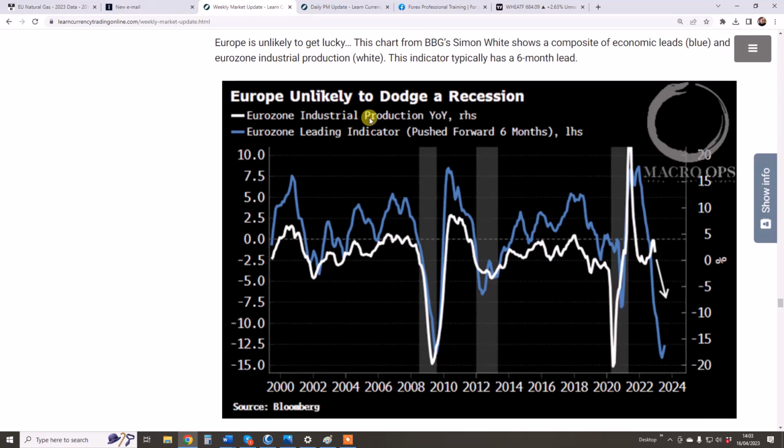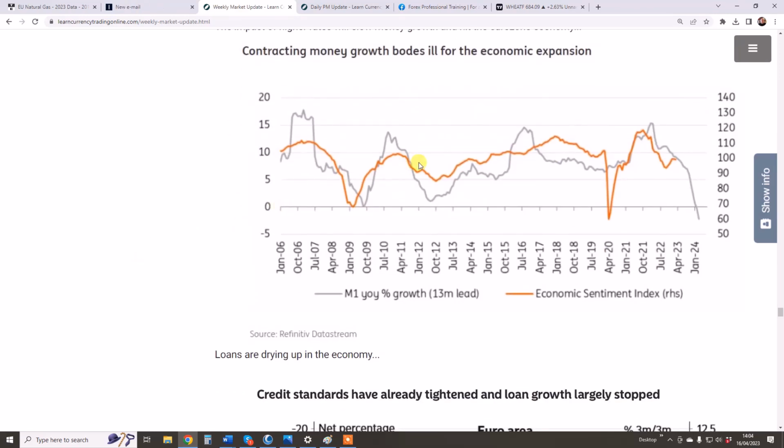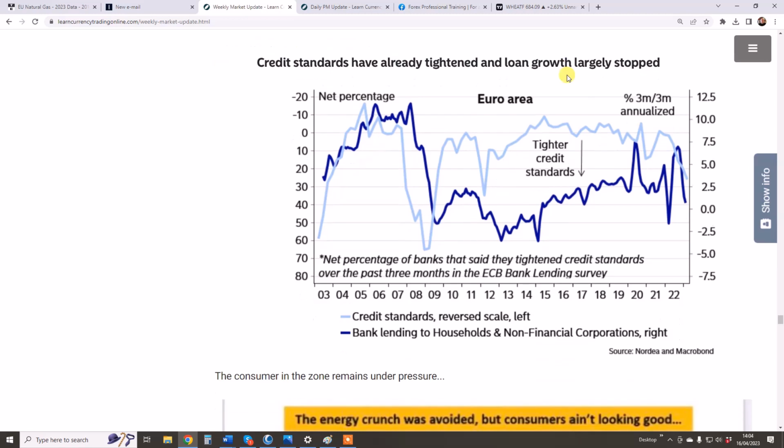You can already see the economy slowing. Here, Eurozone industrial production against leading indicators. Leading indicators have plummeted. Industrial production will follow. Now, because we've had interest rate hikes, you've got contracting money growth. That is obviously not good for economic expansion, okay? And you've got here credit standards already tightened and loan growth has largely stopped. Yeah, they're not borrowing in Eurozone businesses.